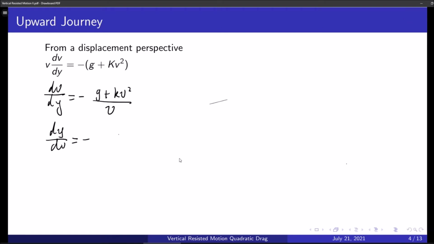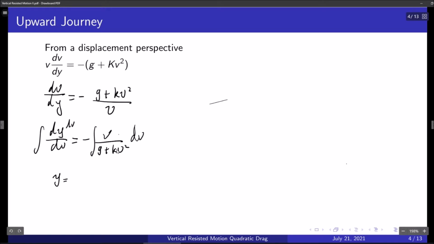It's v over g plus kv squared. And with slight modification, the numerator will become the derivative of the denominator. So what do we need? So we need 2k. So dy. From here, if we just integrate both sides with respect to dv.